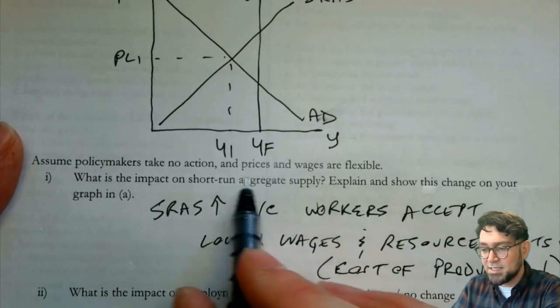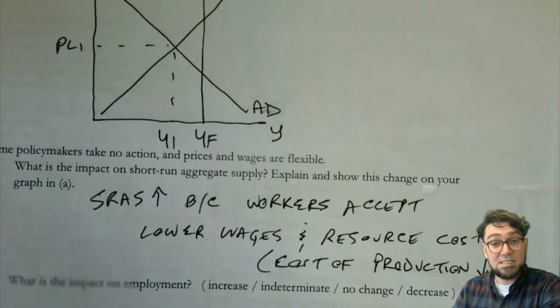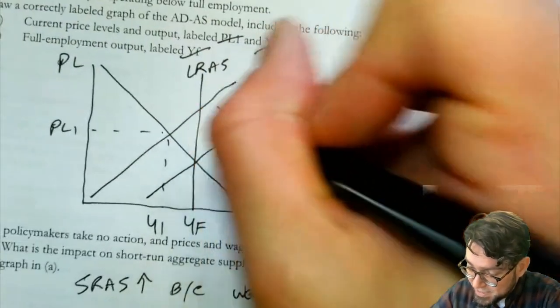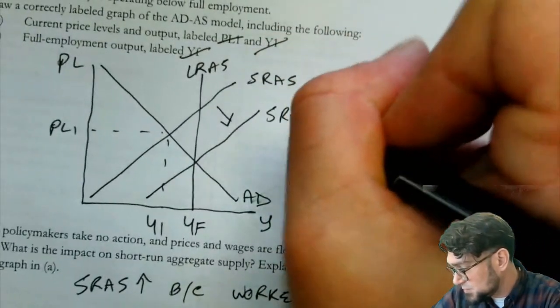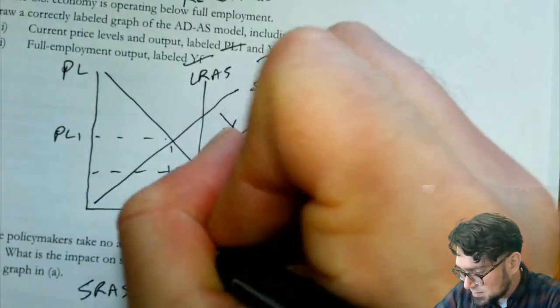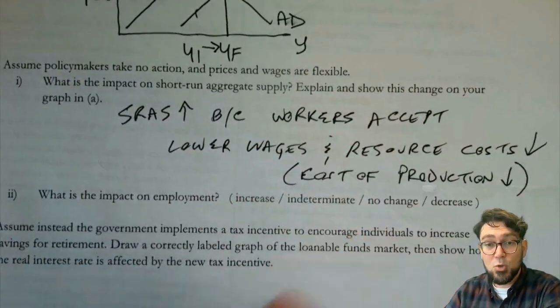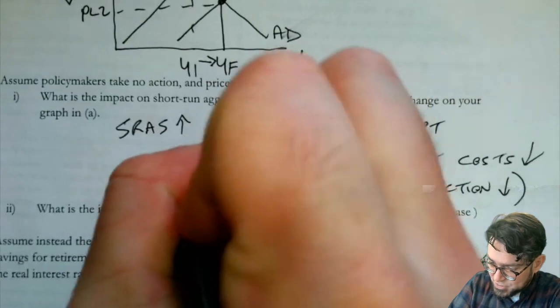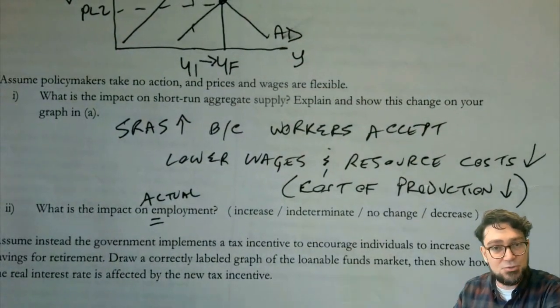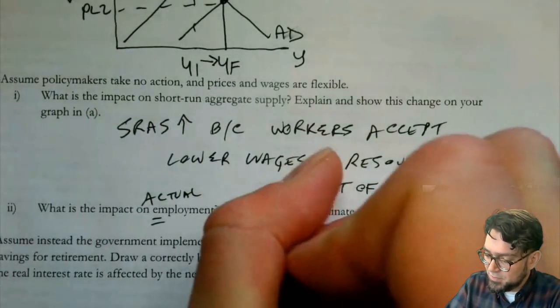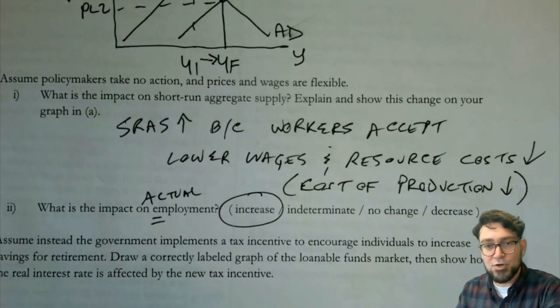And that's really why they're telling us prices and wages are flexible, to say that workers are going to accept lower wages. It does want us to show it on our graph. So we're showing that shift to the right, SRAS shifts to the right, and we'll do a little increase in output and a PL2 to go down to there. So we went from here to here. Now it says, what's the impact on employment overall, actual, right? Actual employment. If it just asks you generally employment, it's saying how many people have jobs, right? And we would say that there is an increase because you had more output.